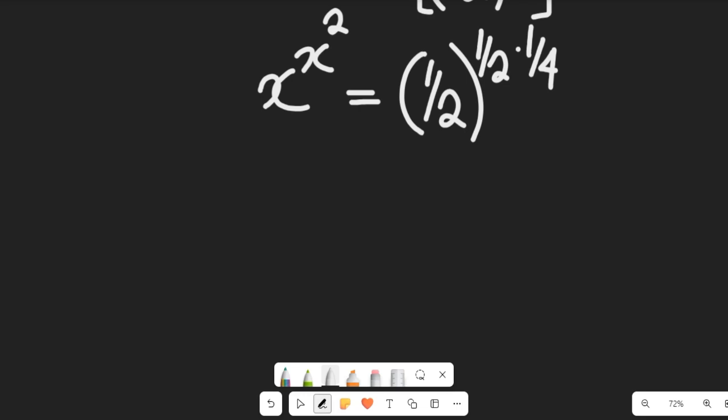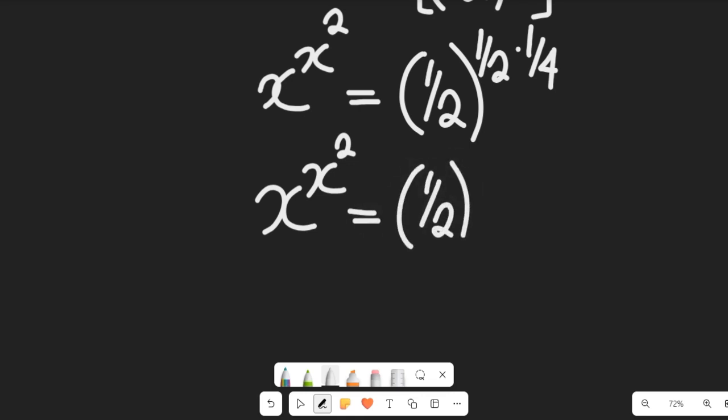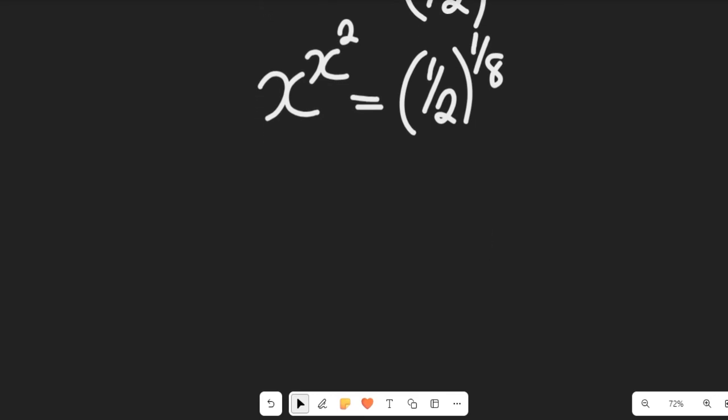So I'm going to have this expression to be x to the power of x squared equal to (1/2) all to the power of 1/8. Great. Now in the next step, what do we do? Check out this expression very well and ask yourself, what do I do from here?